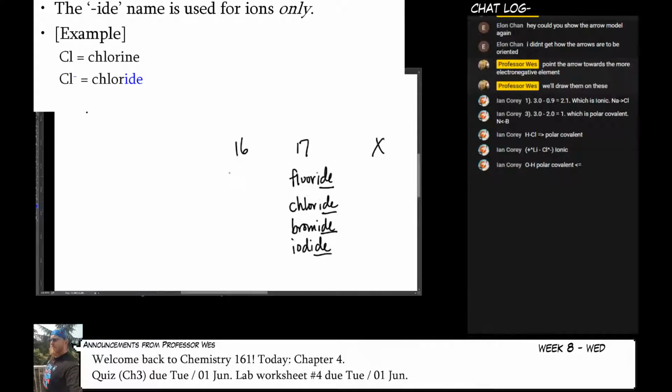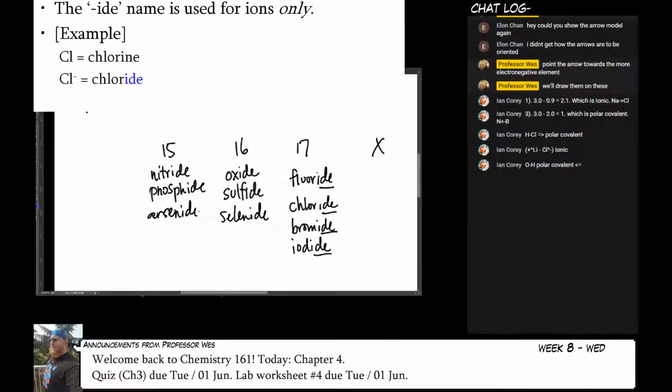For group 16, we've got oxide, we've got sulfide. You might see selenide, we'll just put it on there. You're probably not going to see telluride, so we won't bother with that. Nitride and phosphide. And I'll put arsenide up there, but it's not very common either.